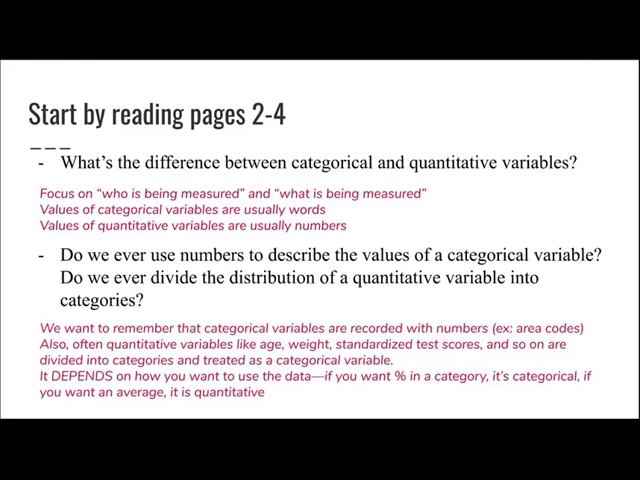We want to remember that categorical variables can be recorded with numbers, like area codes. Also, often quantitative variables like age, height, weight, standardized test scores, and so on are divided into categories and treated as a categorical variable. So it depends on how you want to use this data. If you want a percent in a category, it's categorical. If you want an average, it's quantitative.